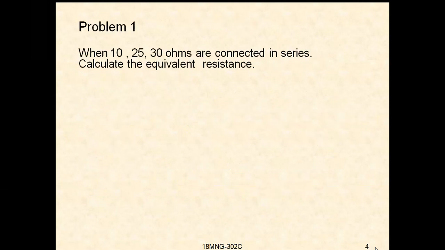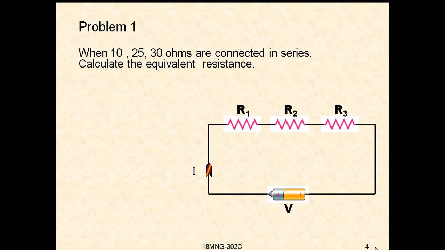Now let us see the next problem. That is, when 10, 25, 30 ohms are connected in series, calculate the equivalent resistance.